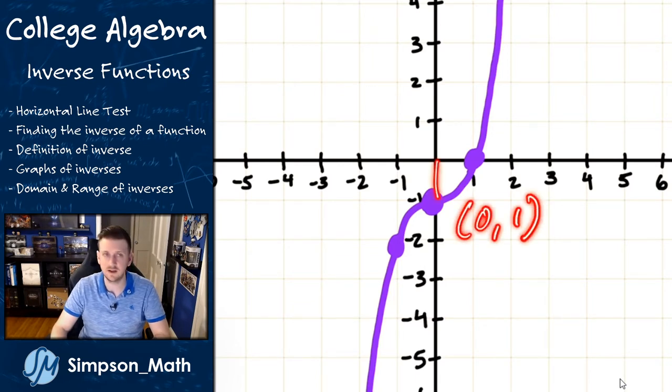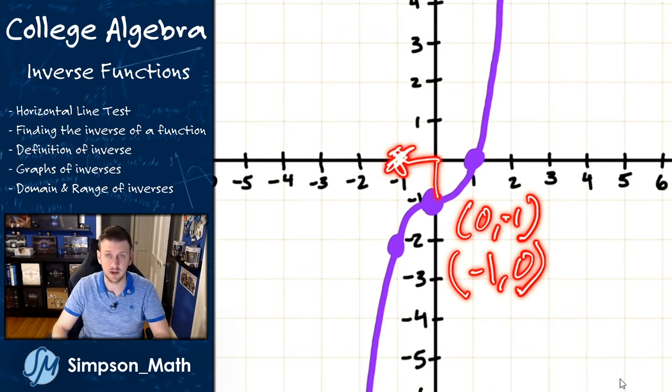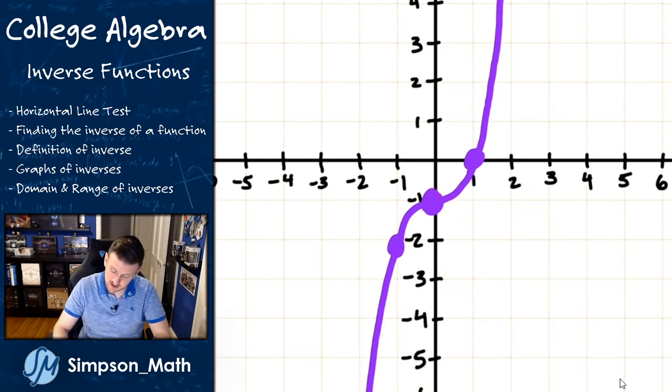No funny business, nothing weird, just 0 comma negative 1. Just interchange x and y. So x is now negative 1, and y is now 0. So let's plot that point right here. I'm going to put a dot there, and this is going to be a dot for my g of x.